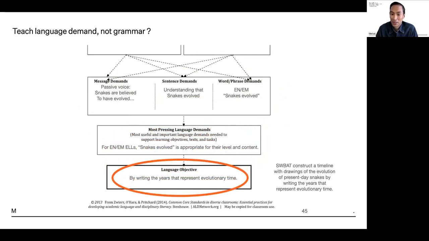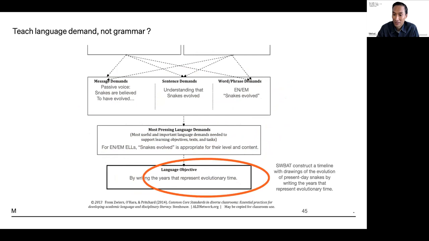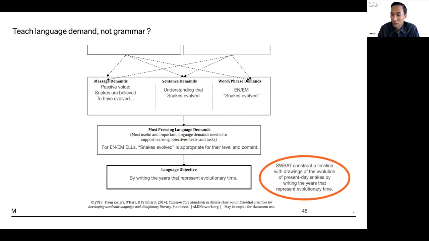So your language objectives could be by writing the years that represent evolutionary time. Okay, so your language target combined would be students will be able to construct the timeline, writing the years and showing the representation of how snakes evolved. You don't need this graphic organizer forever. You just have to get your mind around how to look at language and the demands in a class, and then pretty soon you won't need it.